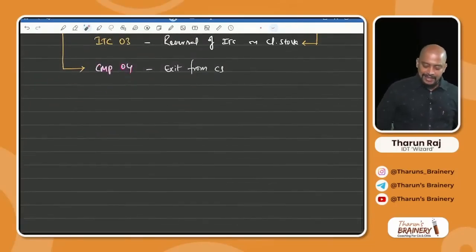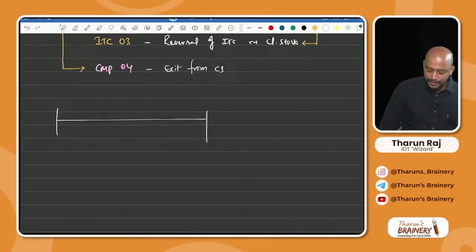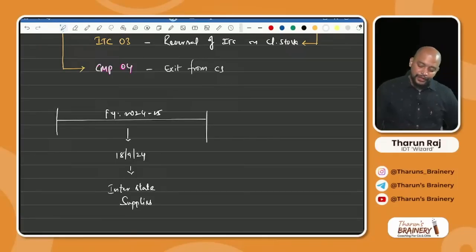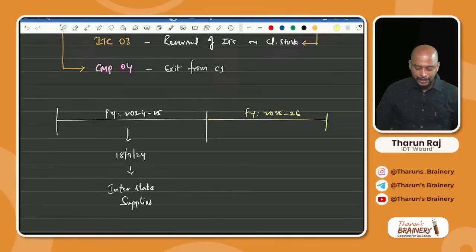Concentrate. What has happened is that you have made interstate supplies, okay. During the financial year 2024-25, say somewhere on 18 September 2024, you made interstate supplies. When you make interstate supplies, you are disqualified from composition scheme, correct? But what you did, you continued in the composition scheme. Even for the next financial year also you continued, but you did not exit.